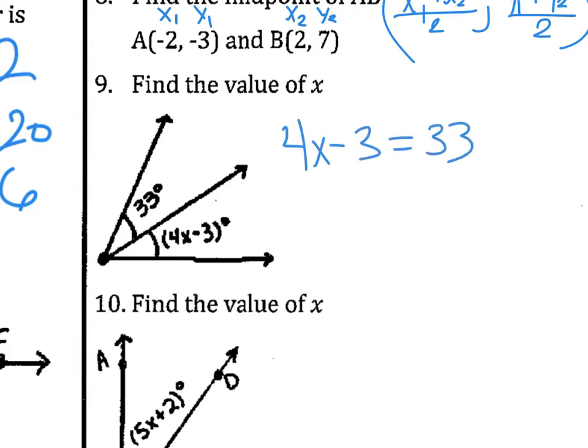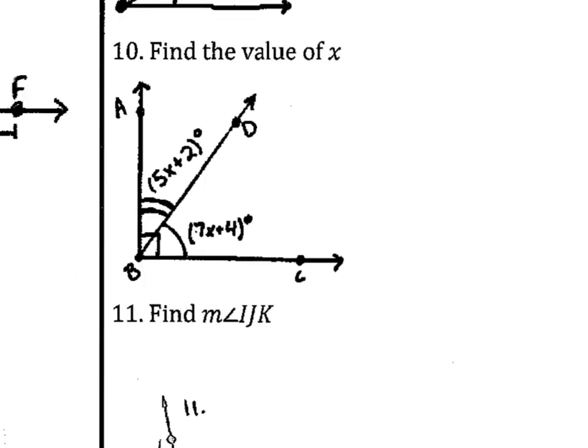And solve for x. Here in number 10, slightly different. Notice you've got a double tick mark and a single. So they're not equal to each other, but they do total how many degrees? If you were to add these two angles together, they're going to equal how many degrees? And that's how you're going to set up your equation to find x in number 10.